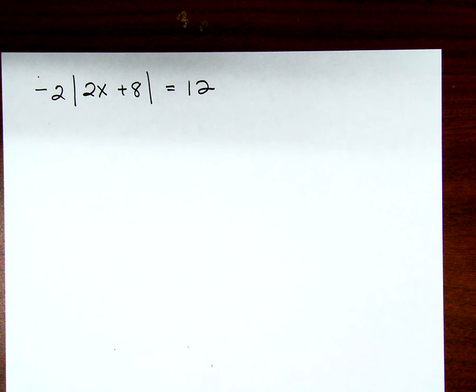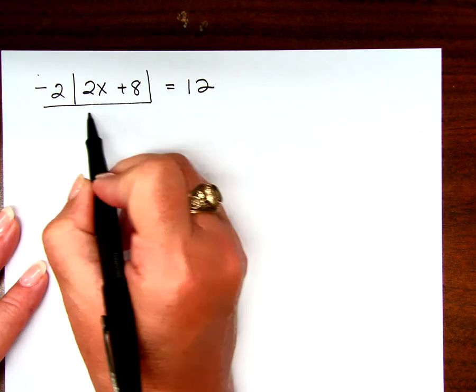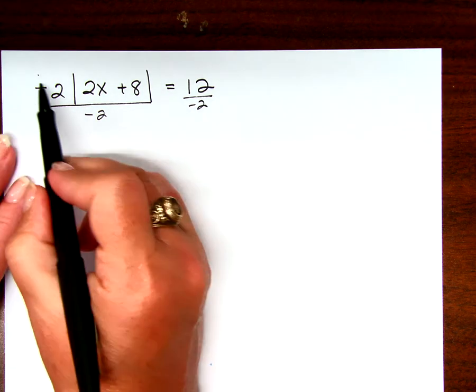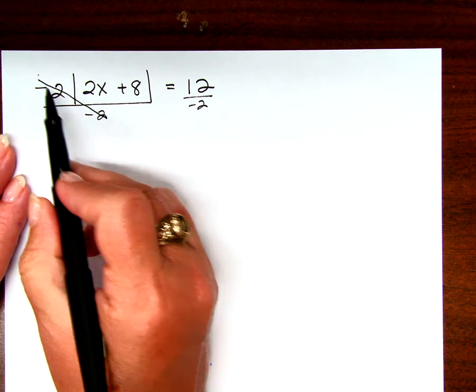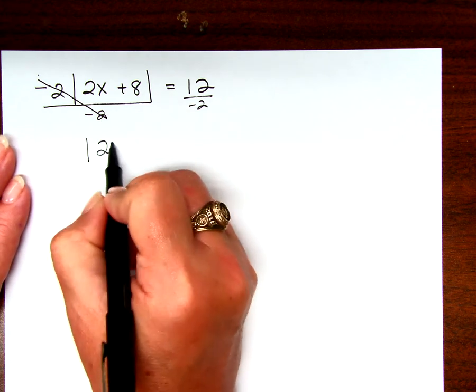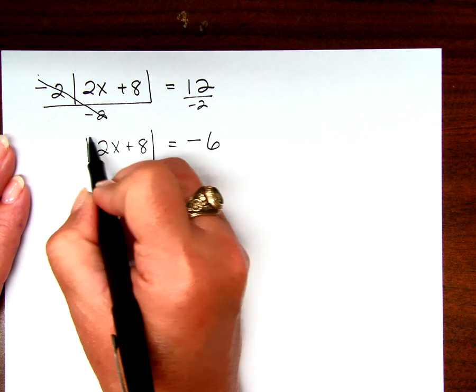What do you think we should do first? Don't panic. Are we good? Okay, what should we do next? Isolate the absolute value. Is it isolated? No. What do I have to do to isolate it? Divide both sides by negative 2. Very good. Dividing both sides by negative 2, the left-hand side simplifies to 1. So I'm left with the absolute value of 2x plus 8 equals negative 6.